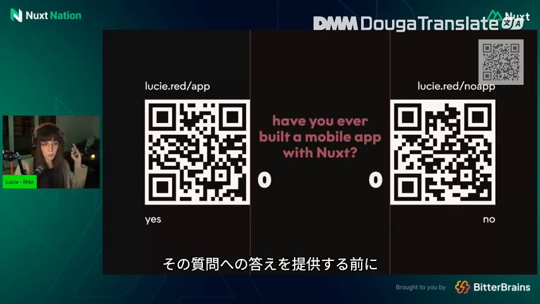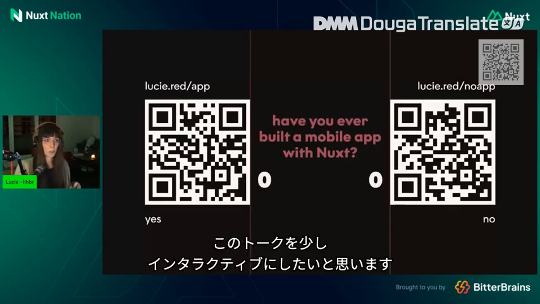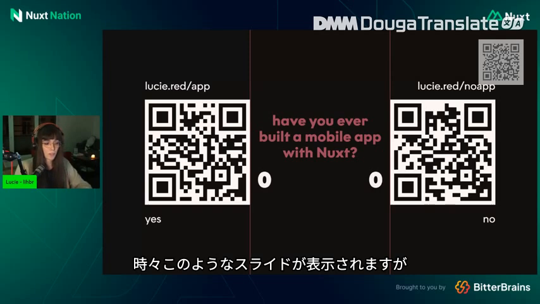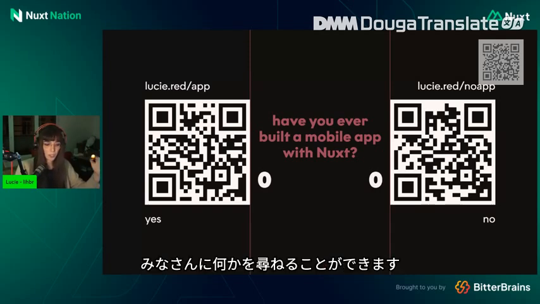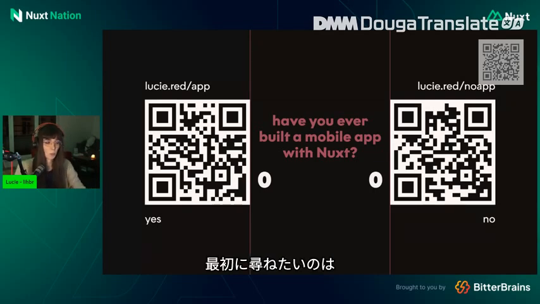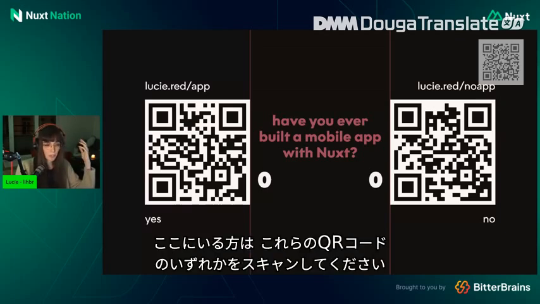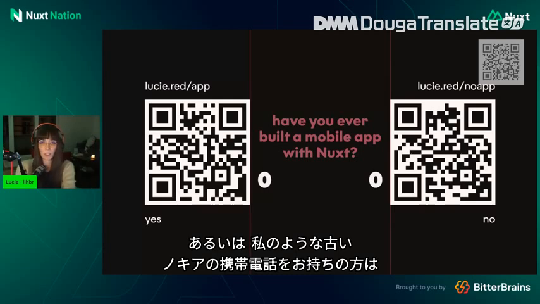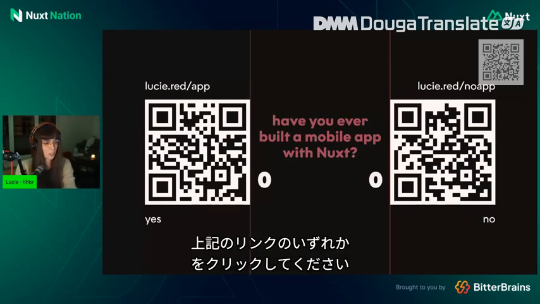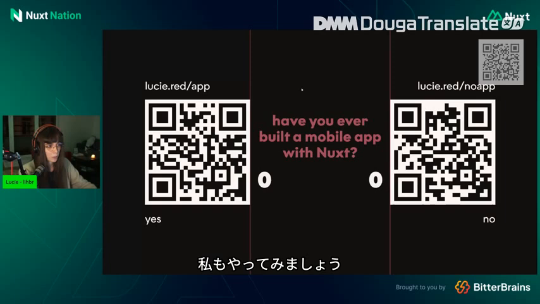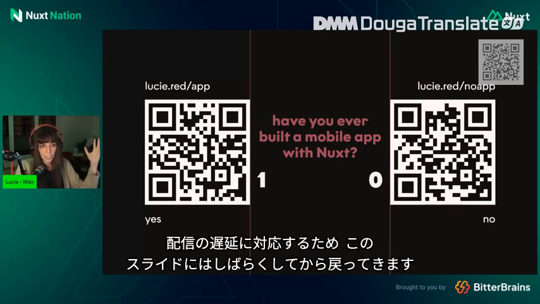Well, before I give you some answer to that question, I want to make this talk a bit interactive. So I have these kinds of slides that will pop up now and then, and they allow me to prompt you all about something. And the first thing I want to prompt you about is, have you ever built a mobile app with Nuxt? If you do, please take your phone and scan one of those QR codes. Alternatively, if you have an old Nokia phone like I do, you can just follow one of those links above. Let me do it myself. Well, here we go. And just to accommodate stream delay, I'll be back to this slide in a few.